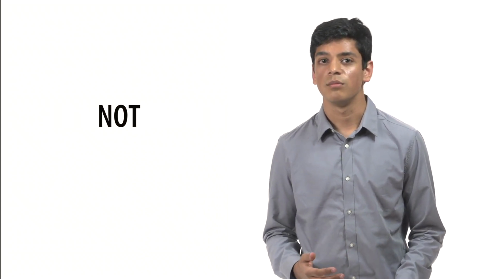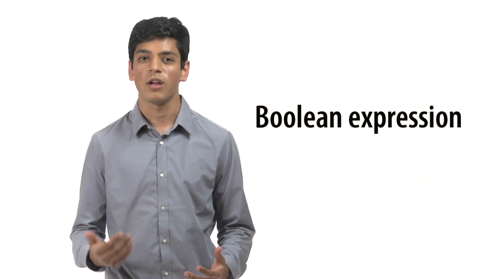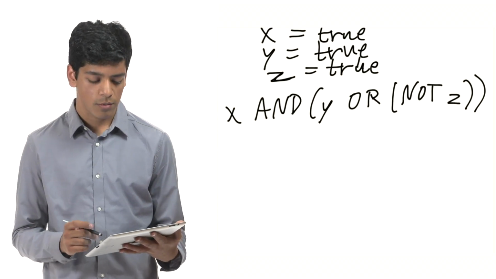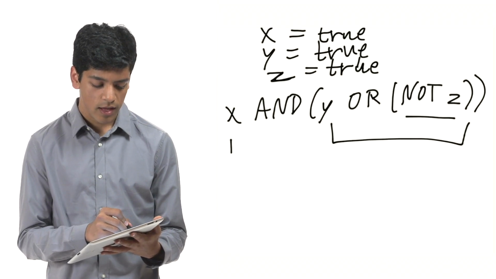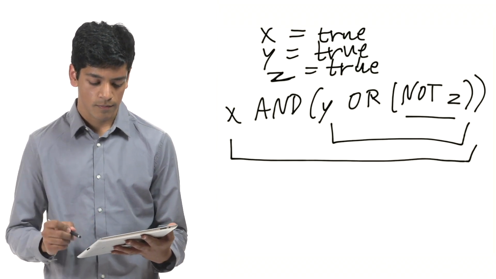The not operator simply takes a Boolean variable and gives you the opposite of it. So true becomes false, and false becomes true. If you put the whole thing together, variables with operators, you create a Boolean expression. Now let's look at an example of nesting these Boolean expressions. Do you remember the order of operations? As with numbers, Boolean expressions can be grouped by using parentheses. So there are basically three expressions here: not z, y or not z, and x and (y or not z).